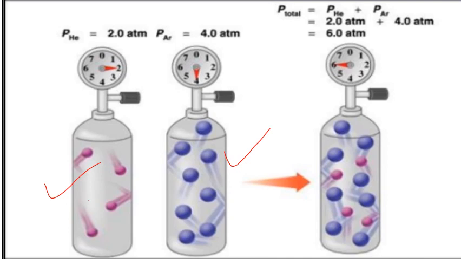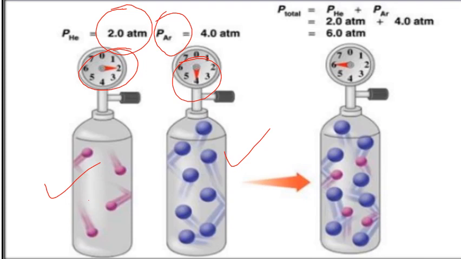One container contains helium, and this needle indicates that the pressure inside is 2 atmosphere, which is exerted by the helium, so it is the partial pressure of the helium. In the second container there is only argon gas, and this needle indicates that the pressure inside is 4 atmosphere, which is exerted only by the argon particles. This will be taken as the individual pressure or the partial pressure.